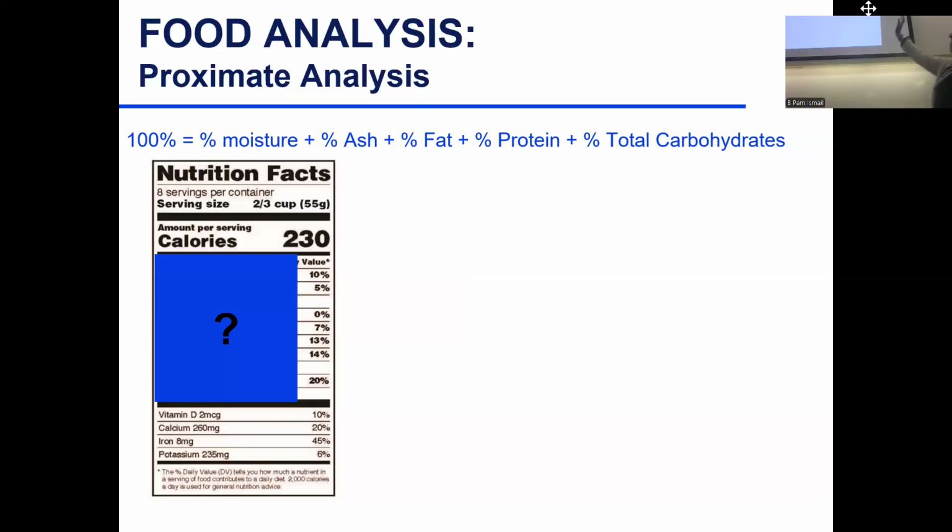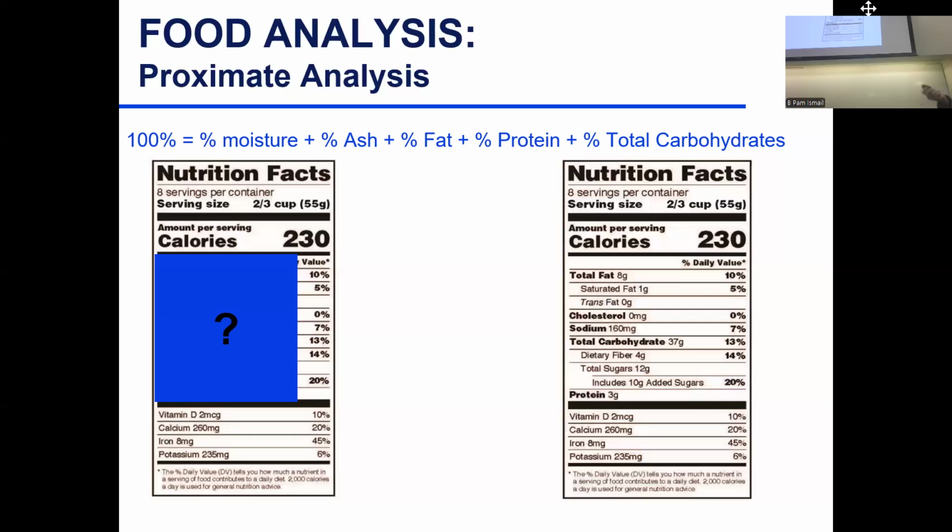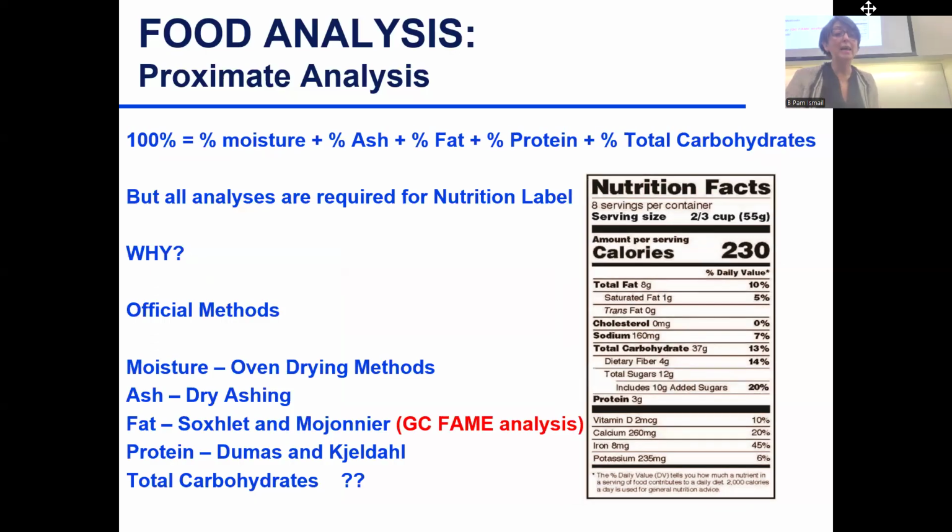So out of all of these 5 components, what do we have on the label? What do you see on the label? Fat, protein, total carbohydrate, and that's it. All right. So I have the total fat, total carbohydrates, and total protein. But I don't have ash and moisture. However, all analyses are required for the nutrition label.